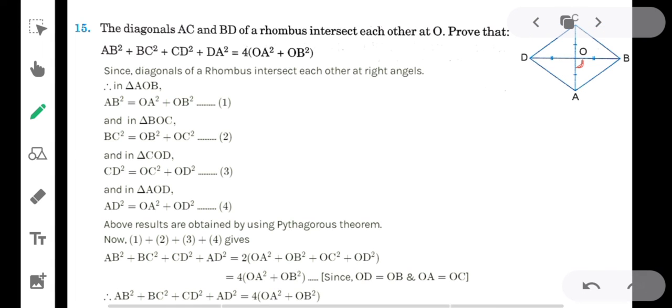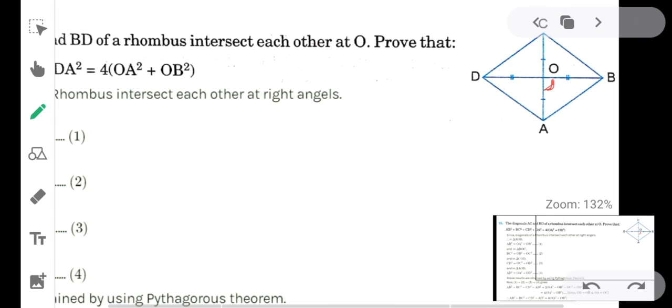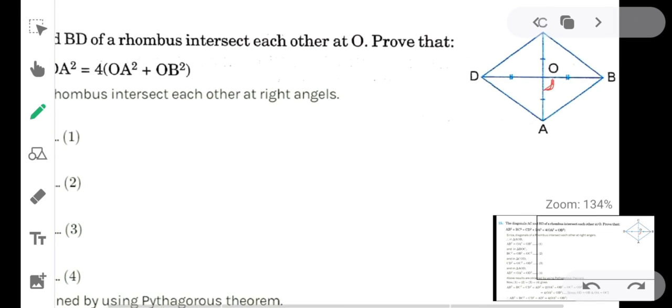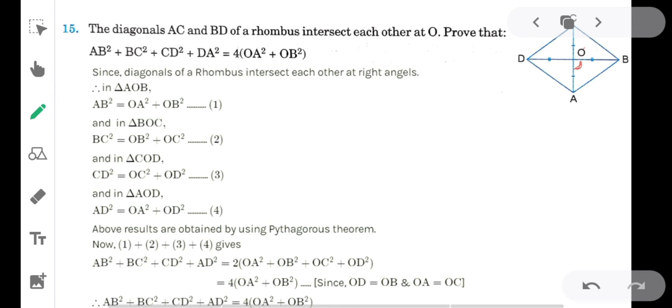The diagonals AC and BD of a rhombus intersect each other at O. Prove that AB square plus BC square plus CD square plus DA square equals 4 into OA square plus OB square. So this is the rhombus ABCD, and the diagonals intersect each other at point O. We have to prove that AB square plus BC square plus CD square plus DA square equals 4 into OA square plus OB square.